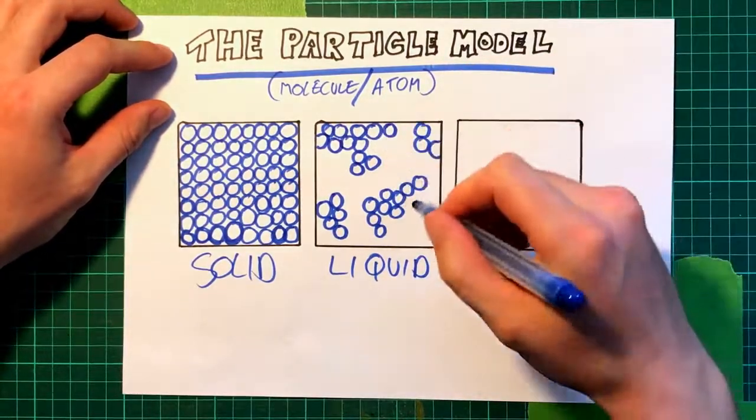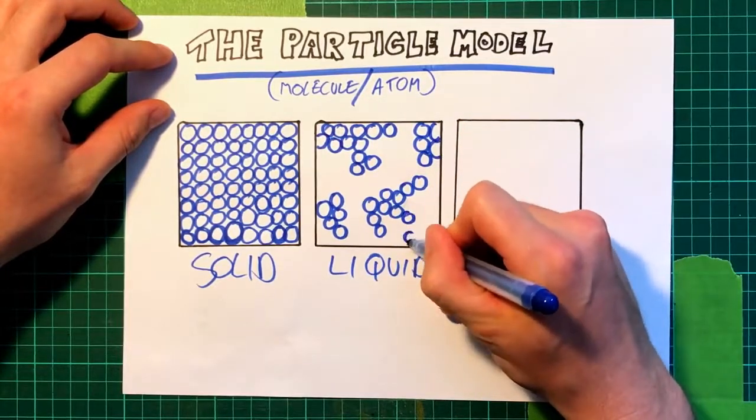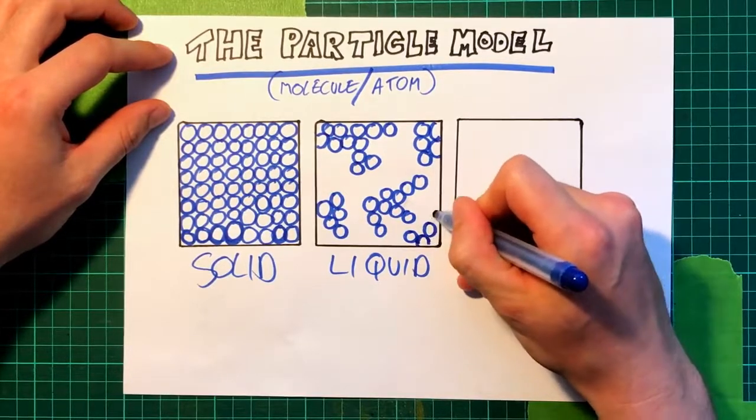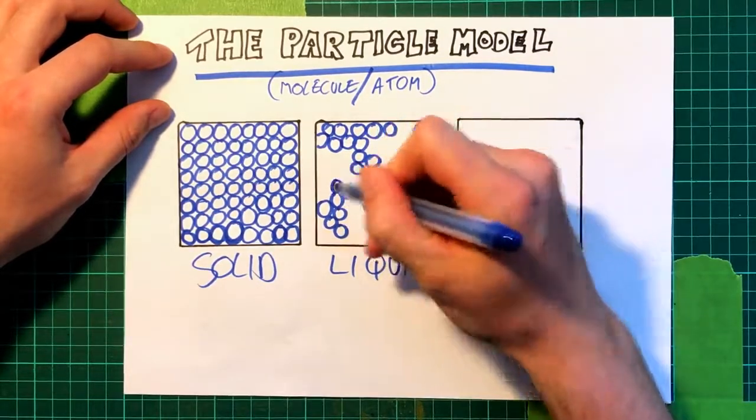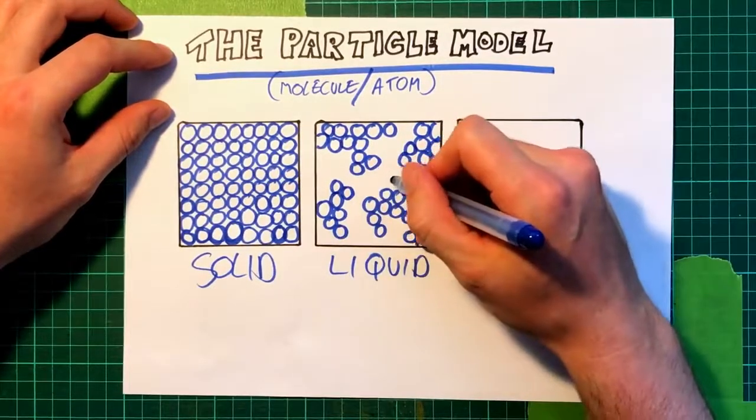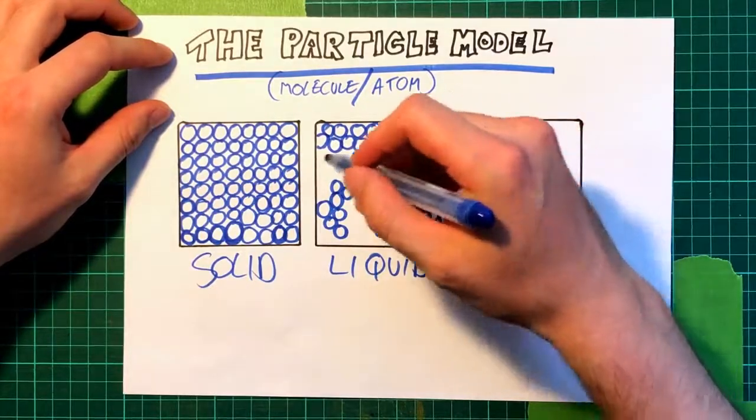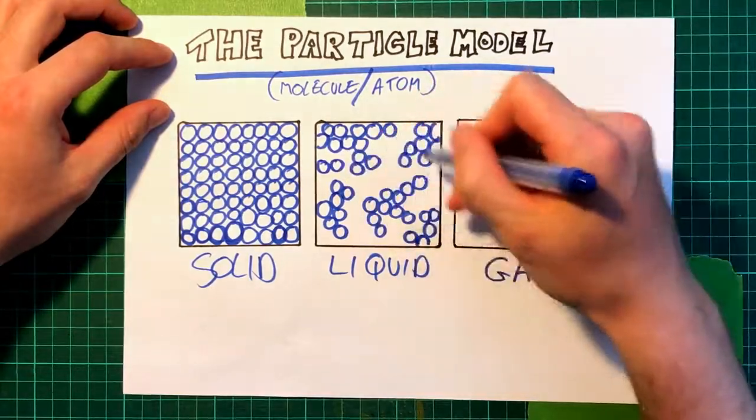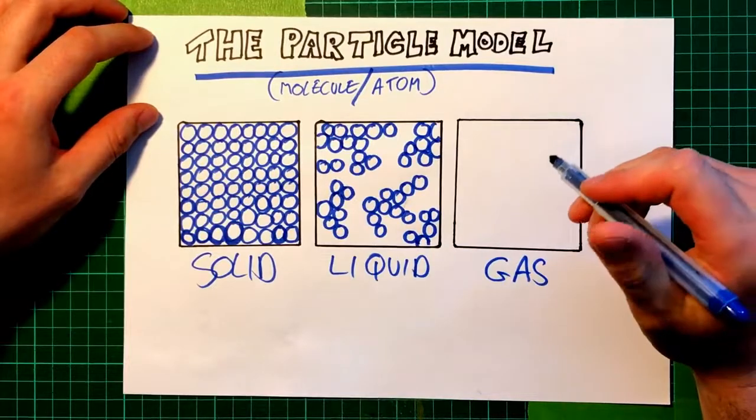So if you pour a cup of coffee into a mug, as long as there's no holes in the mug, you will have coffee shaped like the inside of a mug or a bucket or a watering can, whatever. But they have more energy. These particles have more energy than in a solid, so they are moving around randomly. So when you draw a liquid, you need to make sure most of the particles are touching each other, but also that there's space in between them. That's how a liquid is represented in the particle model.